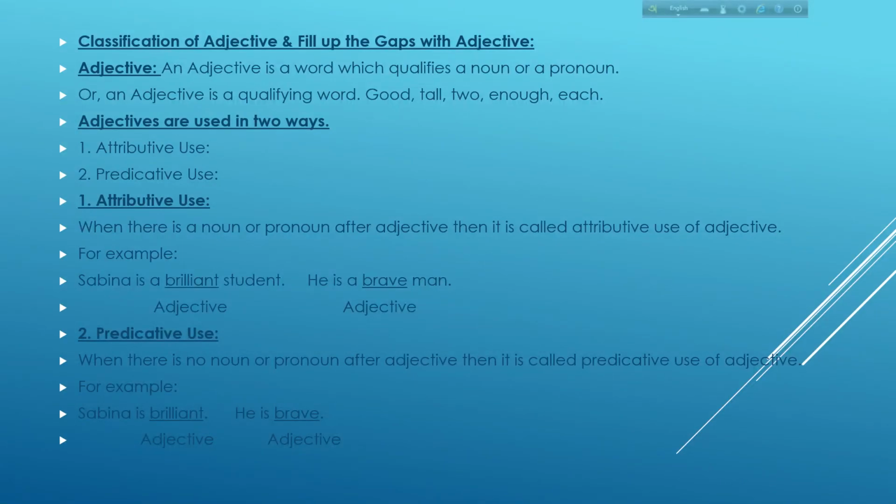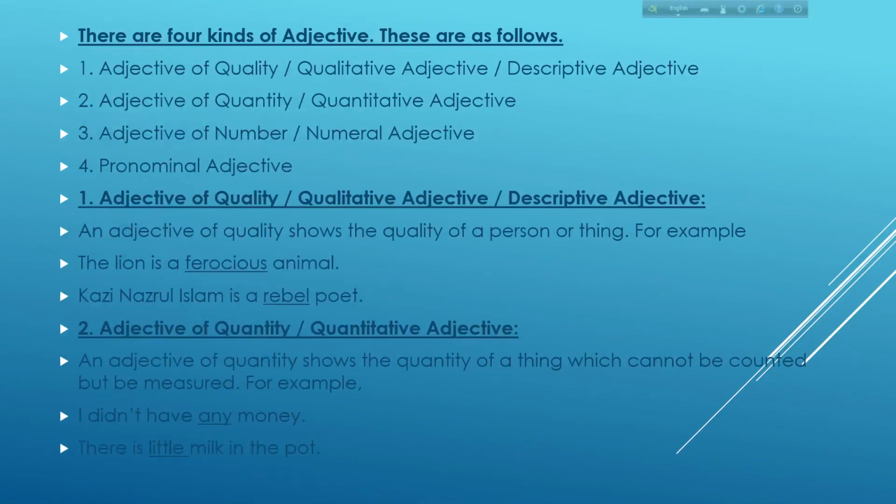And when there is no noun or pronoun after the adjective, then it is called predicative use. Sabina is brilliant. Here brilliant is predicative use, and he is brave. Brave is an adjective used predicatively. It is predicative use of the adjective. There are 4 kinds of adjective. These are as follows. You have to know these 4 kinds.